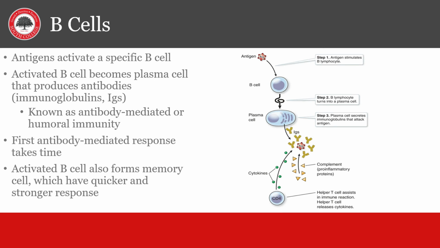B cells come from the bone marrow, hence the B in their name. They are activated by antigens. If activated, then they become plasma cells and produce immunoglobulins, or Igs. This process takes time, but they have memory, which will make their attack stronger and quicker the next time they encounter this pathogen.